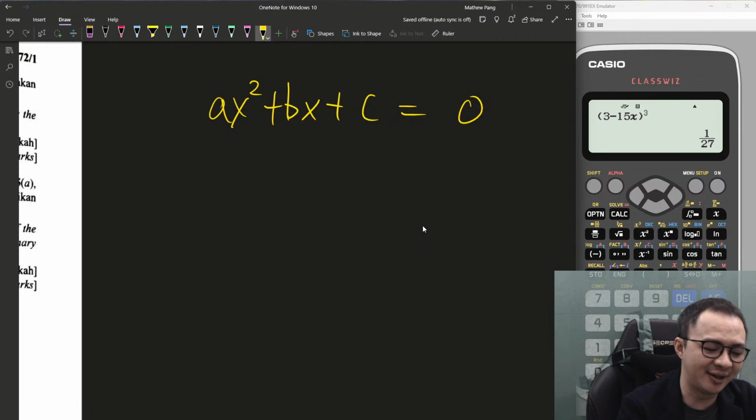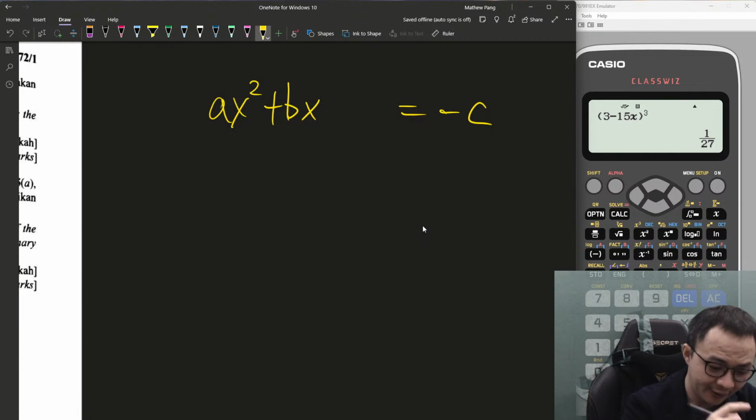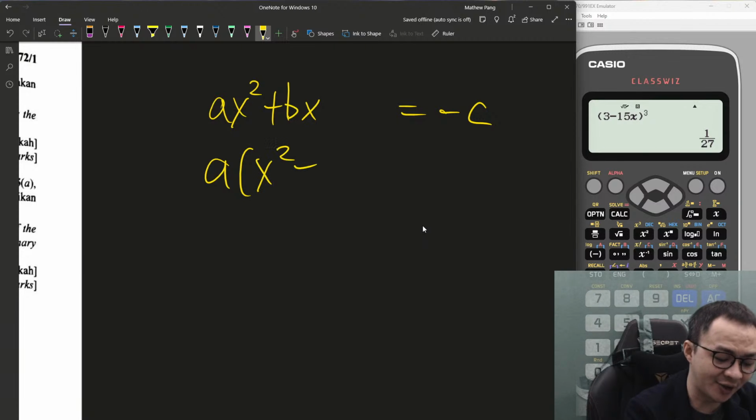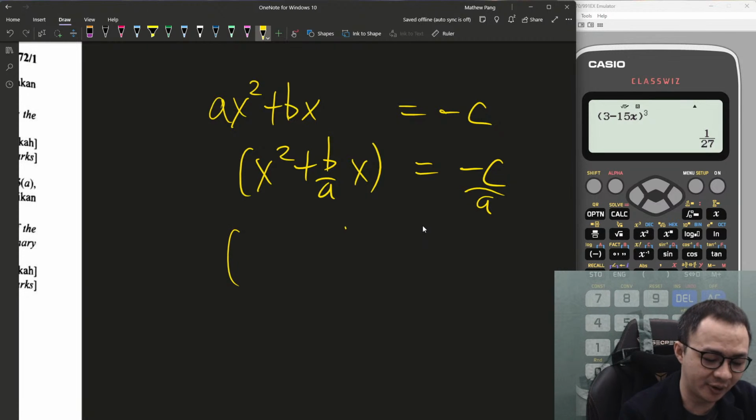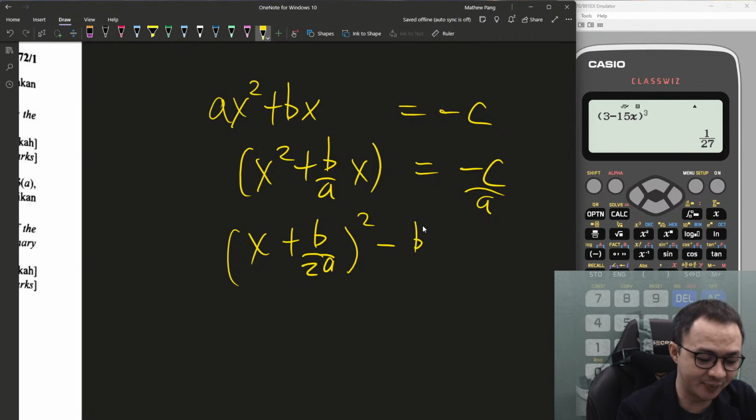Okay, if I want to do complete the square, I don't like my c. So first thing I will throw my c to the other side, minus c. Then I will factorize out my a. This is x squared plus b over a x equals negative c. Then I also don't like my a. Throw my a to the other side, divide by a. Okay, then here I can do the complete square, right? So this one I will get x plus b over 2a, and then I will need to minus b squared over 4a squared equals negative c over a.